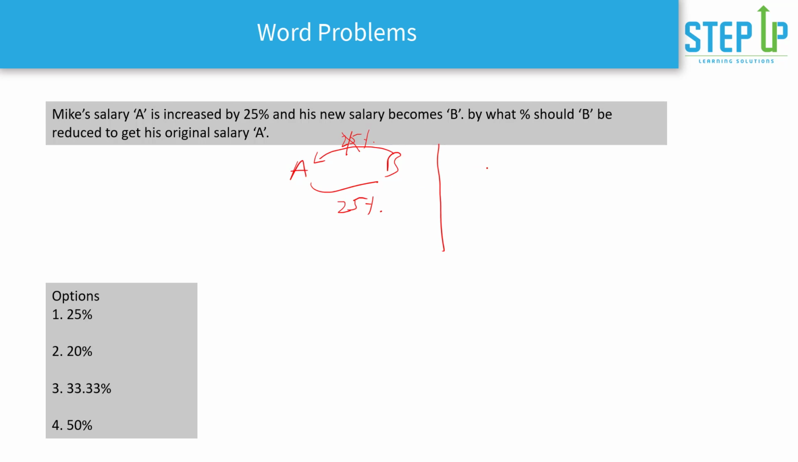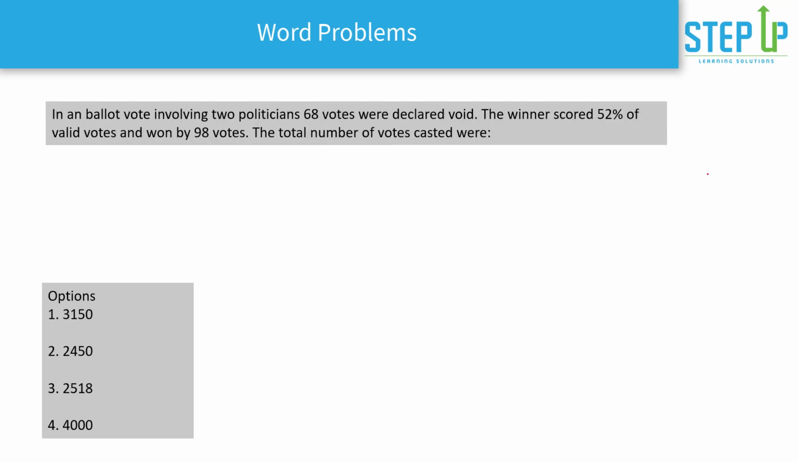So how I would typically approach this question is when they say Mike's salary is increased by 25%. The moment I hear 25%, I think in terms of 1 by 4. So I would say, let's say Mike's salary was 4. If Mike's salary was 4 and it increased by 25%, 25% is nothing but 1 by 4. 1 by 4 of 4 is 1. That means it has become 5, his new salary. Now if I have to reduce his salary to make it to the original salary, by how much do I have to reduce? I have to reduce by 1. And 1 from what? 1 from the new base, which is 5. So 1 by 5 is how much? Nothing but 20%. So let's move to the next problem.